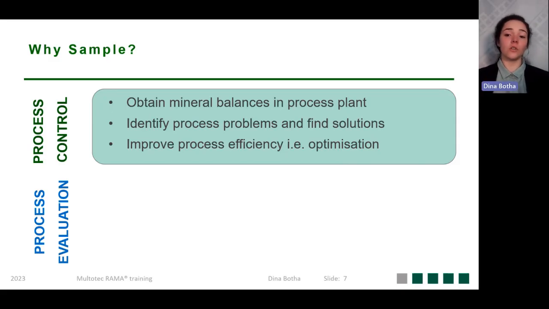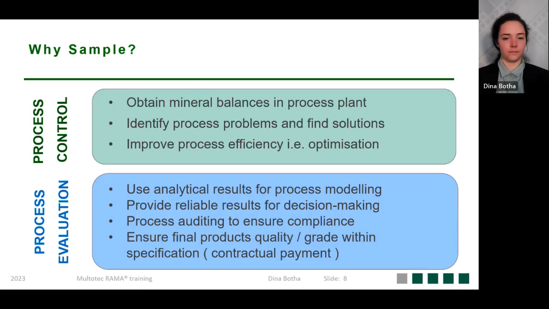Process control samplers are usually used when you want to have quick results, when you need to make instantaneous changes on your process. They can be used to obtain mineral balances over your process plant. They can be used to identify process problems and find subsequent solutions. And they can be used to improve your overall process efficiency.